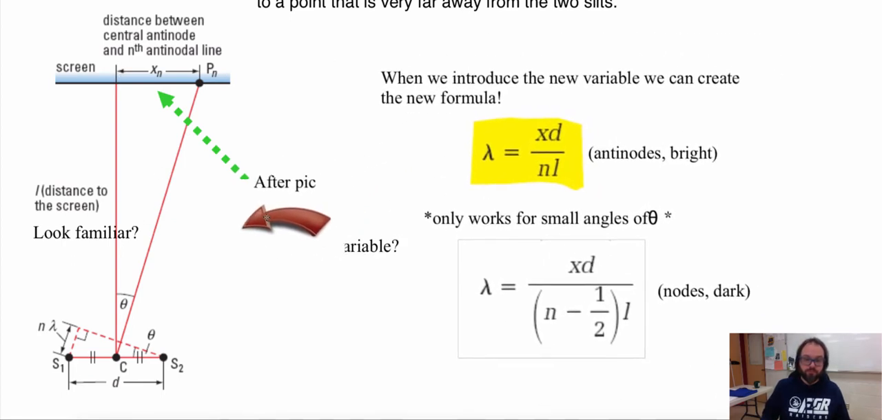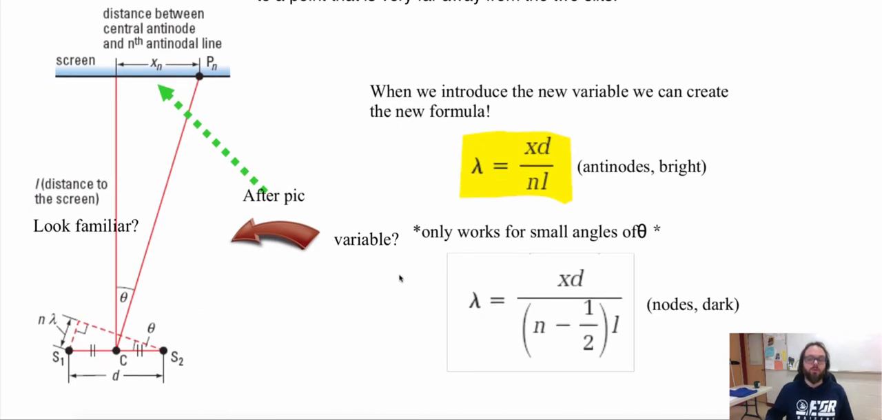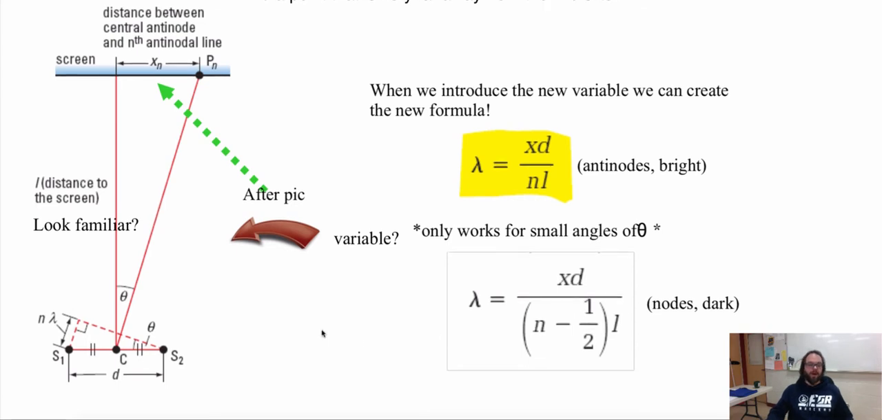So we end up getting a new formula. When we introduce this new formula, my wavelength is equal to x, which is the distance from my central bright node to my antinode, multiplied by d, the distance between my slits. And we're going to divide that by my number of nodes, and divided by L, which is this distance here. In other words, if we want to find the nodes instead of the antinodes, remember nodes are in half intervals, so we're going to be going that way.